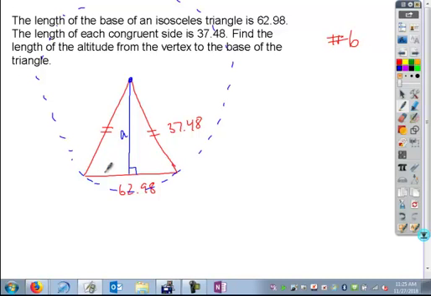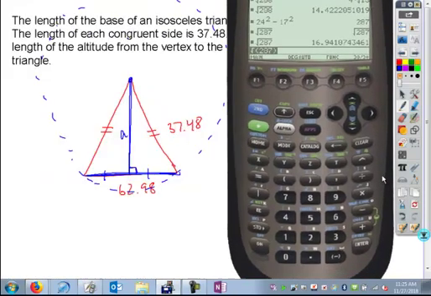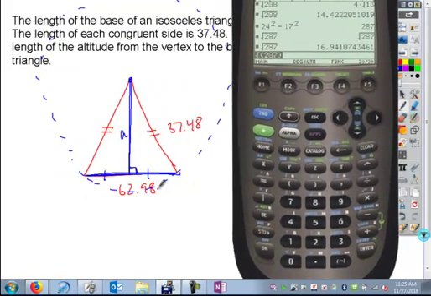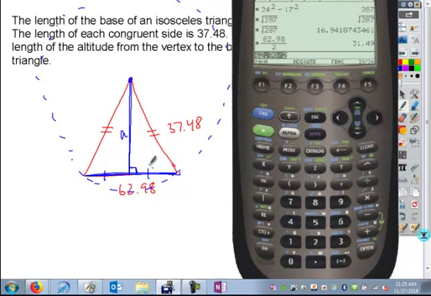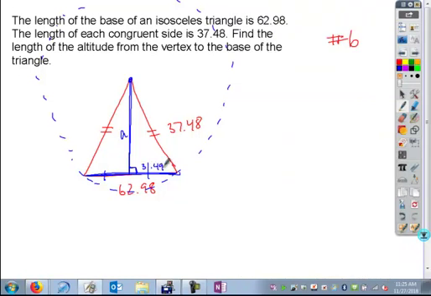And so if you think of it this way, you have this chord that has a perpendicular through it, and this perpendicular passes through the center. So that is going to do what to the base? It bisects that base. So for this particular triangle, if we take 62.98 divided by 2, we get 31.49. That's the length of one leg. We have our hypotenuse of 37.48.